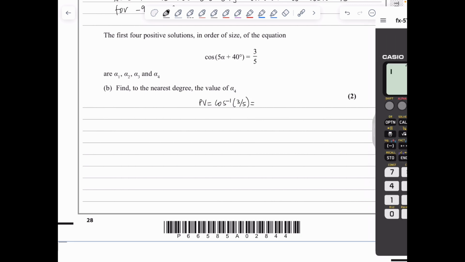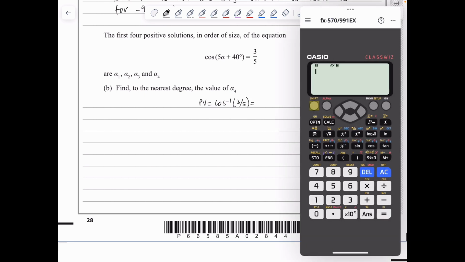So I'm going to go on my calculator. I'll do shift cos, and I've got 3 over 5. I press the equal sign. I get 53.13 dot dot dot, and I will store it on A. So let me write an A here. So we know that 5 alpha plus 40 is equal to the plus minus PV plus 360K.